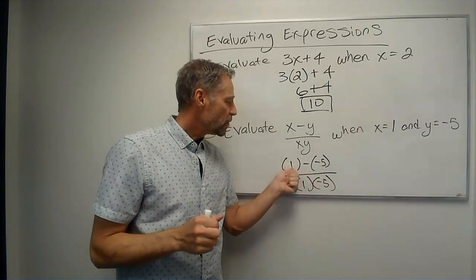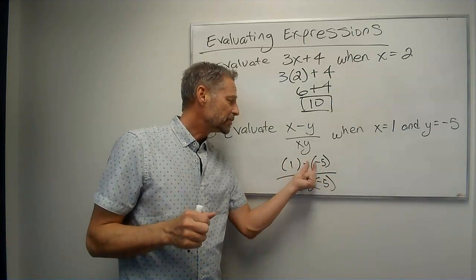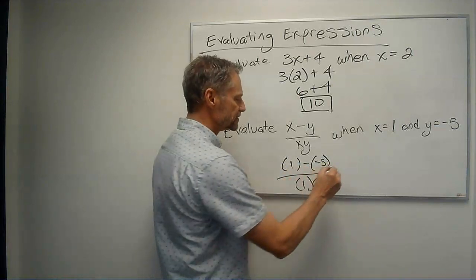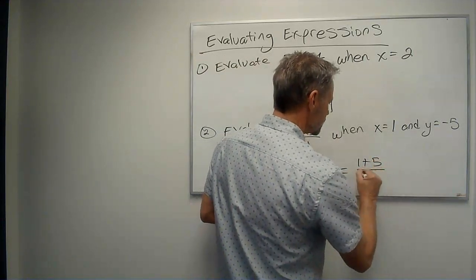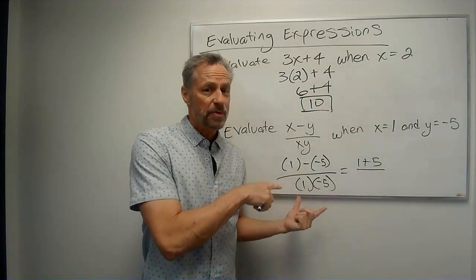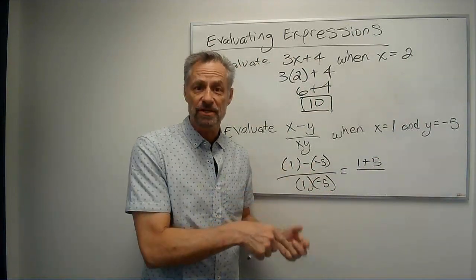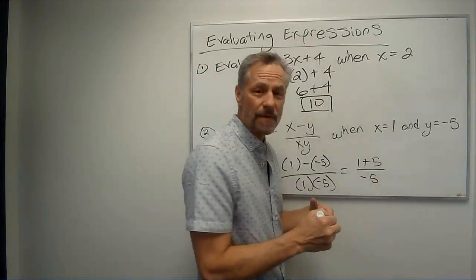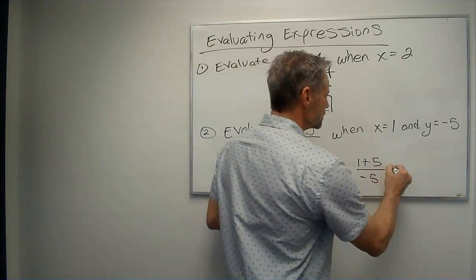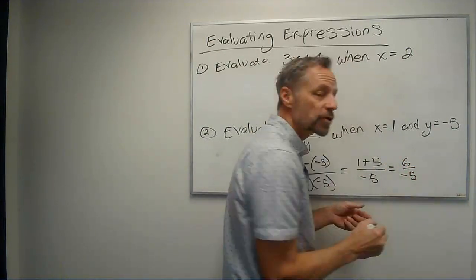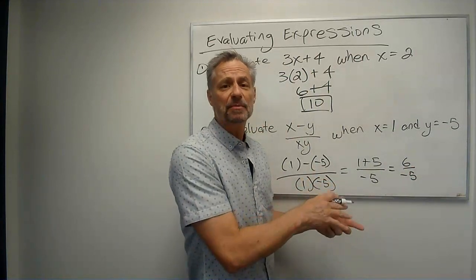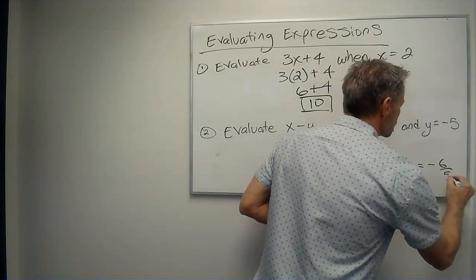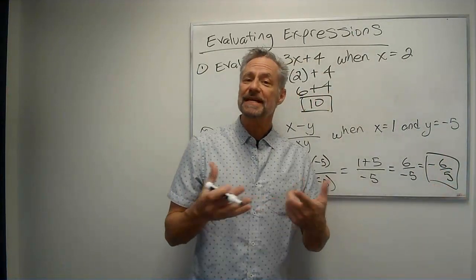And then remember, 1 minus negative 5, the double negatives cancel out. It becomes addition of the opposite, or 1 plus 5. On the bottom, again, there's no operation between the parentheses, so they're multiplication. So 1 times negative 5 is negative 5. And on the top, we'll add those together and get 6. So we get 6 over negative 5, which is perfectly acceptable, but usually they'll pull the negative out front. And so it looks like negative 6/5.